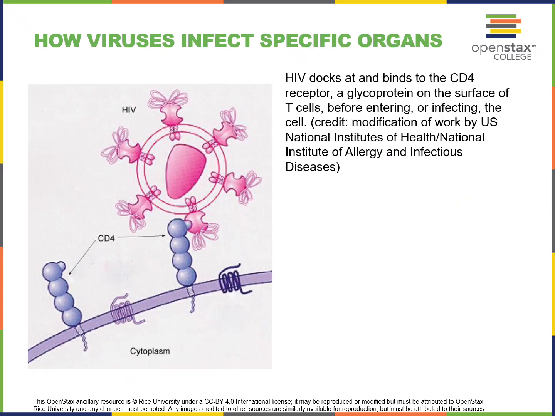So this is just kind of talking about how viruses will infect specific organs. All of those glycoproteins, those glycolipids, can be very specific, or they are usually very specific, right? And so a virus will have a specific piece to it that can bind to a glycoprotein. In this case, with the HIV, it's a CD4 receptor that allows it to enter into the cell.